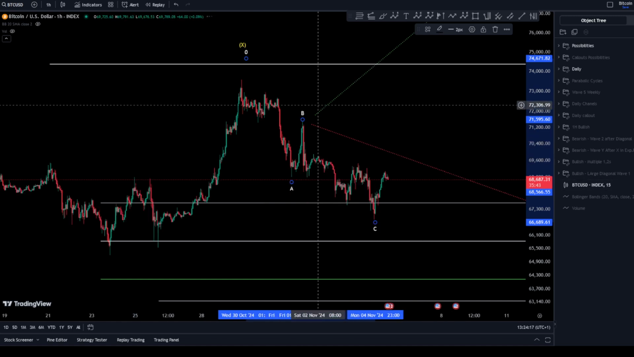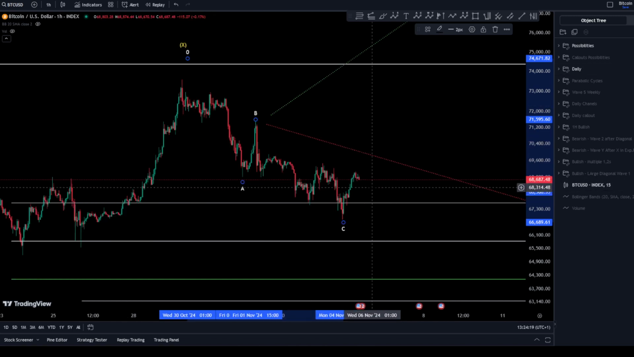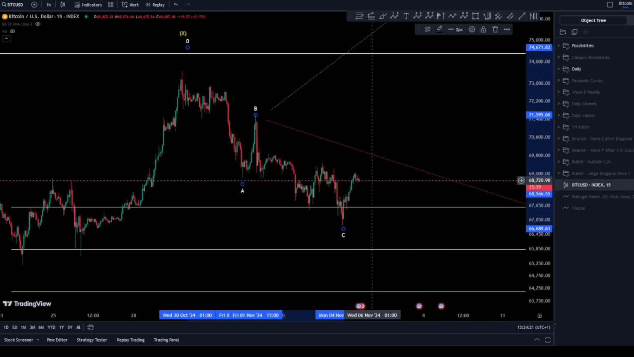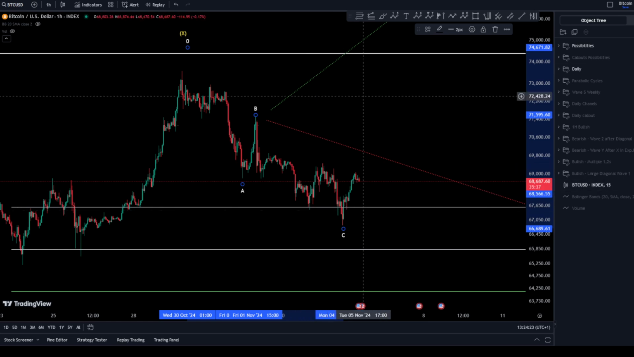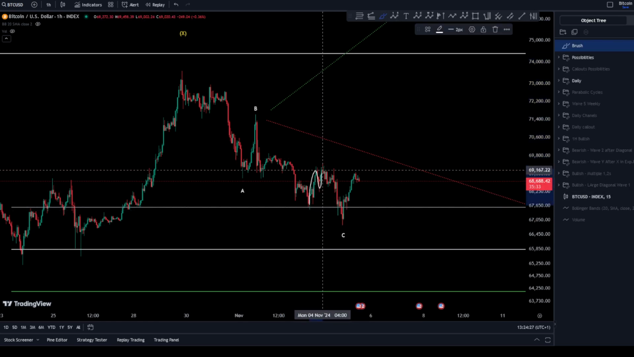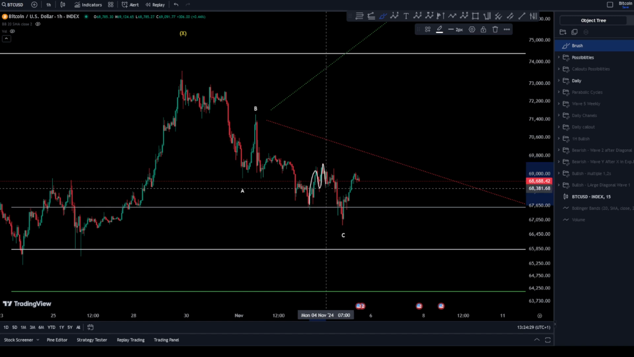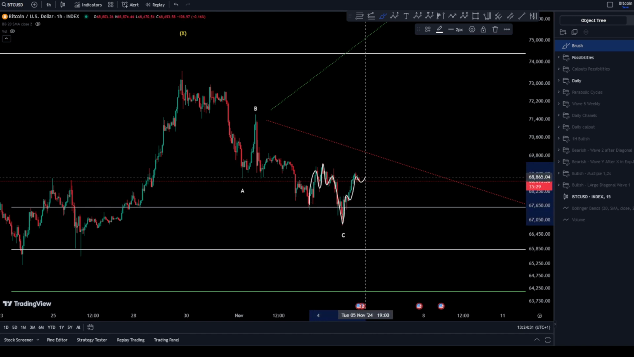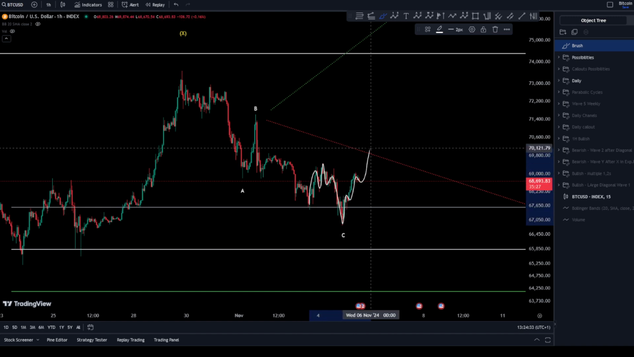Of course, starting now with the 1 hour chart because it's very urgent to tell you guys that this might turn into a running flat. And I'm going to explain. We were looking yesterday for an expanding flat, 3 waves up, 3 waves down, and of course 5 waves towards the upside.